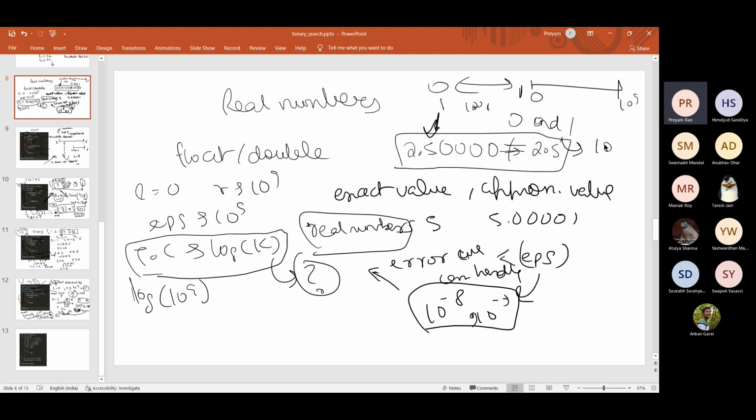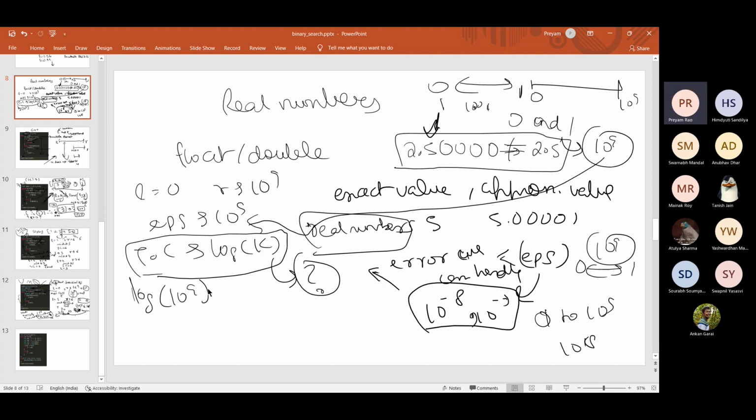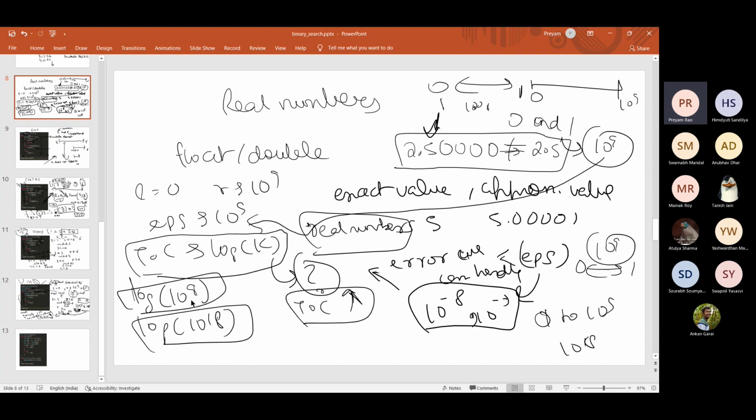In this case, let's just assume that there are 10 power 9 numbers between 0 and 1. Why? Because epsilon is equal to 10 power minus 9. So if there are 10 power 9 numbers between 0 and 1, then between 0 and 10 power 9, there must be 10 power 18 numbers. So the time complexity would not be log of 10 power 9, it would be log of 10 power 18. So you can see the time complexity increases when we are doing binary search with real numbers. But obviously it doesn't increase much because we are dealing with logs.